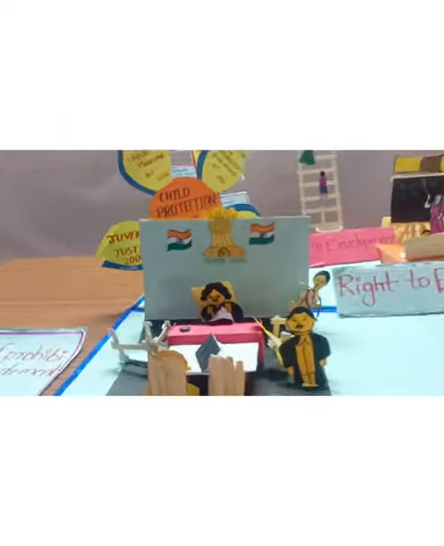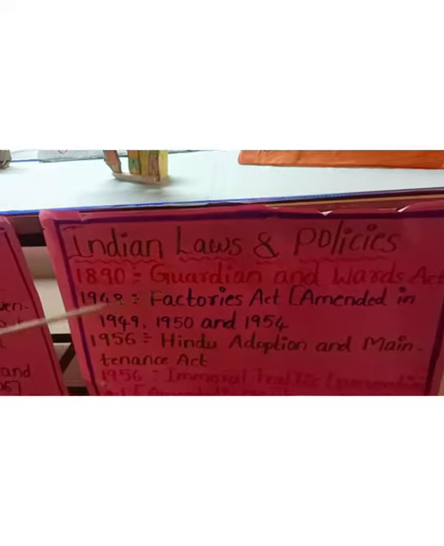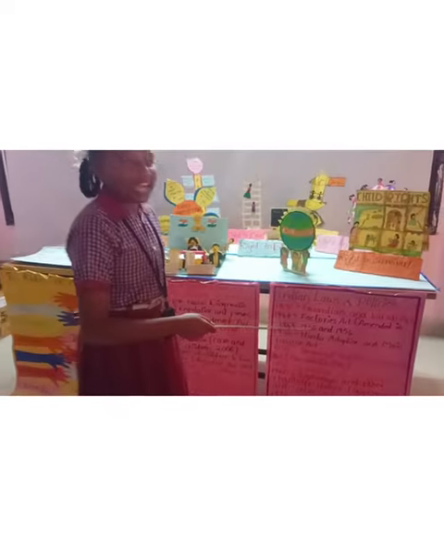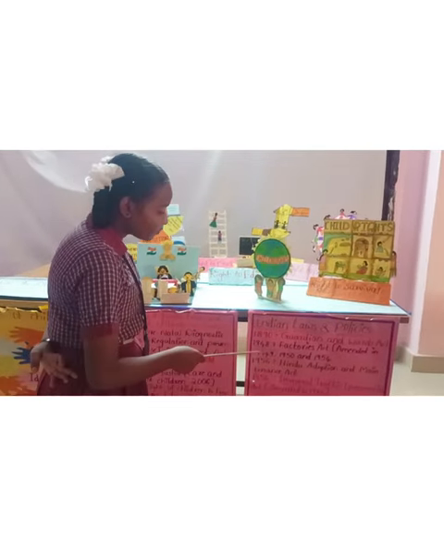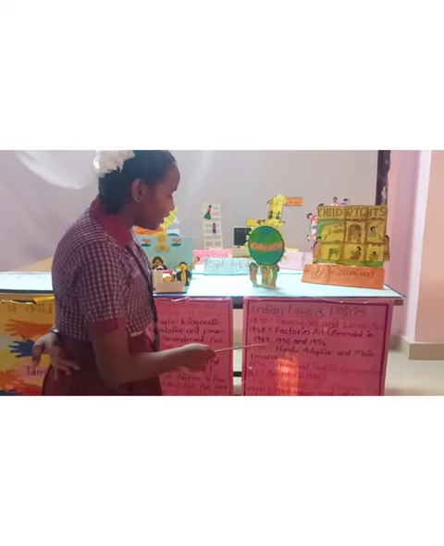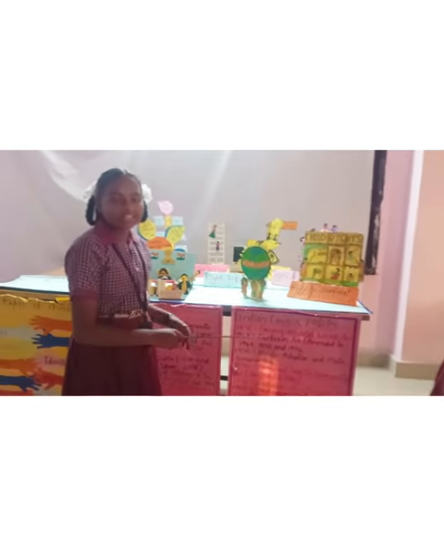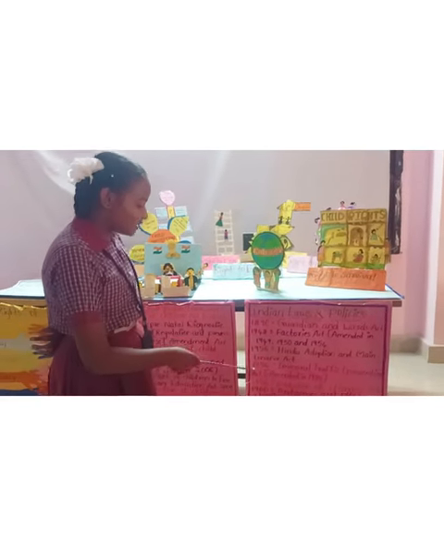So these are some of the Indian policies. Guardian and Wards Act: a child must have a guardian. What is meant by guardian? It means the person who protects the child, we call the guardian, whether his father or a teacher, anyone. It was introduced in 1890. The Factories Act was amended and introduced in 1948. We already know that in France, many children worked in factories. At that time, they introduced this act.